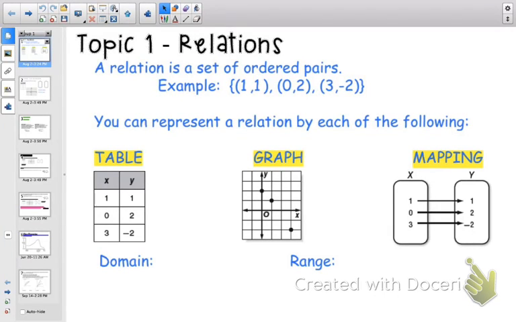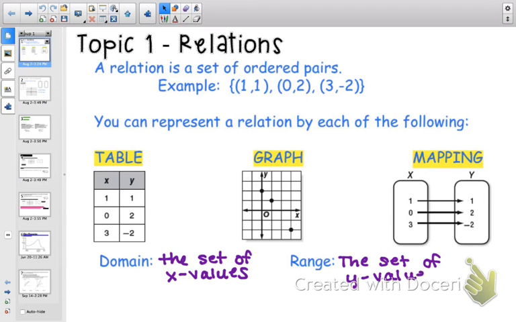For our first topic, we are going to talk about relations. So a relation is a set of ordered pairs that we can represent in a couple of different ways: table, graph, and mapping. So if we look at the domain, that is going to be the set of x values. So if we look at that table, on the left, the domain is going to be 1, 0, and 3. On the other hand, the range will be the set of the y values. So that will be 1, 2, and -2 from the table.